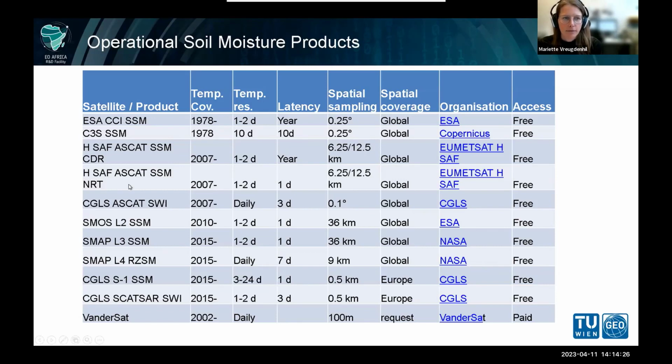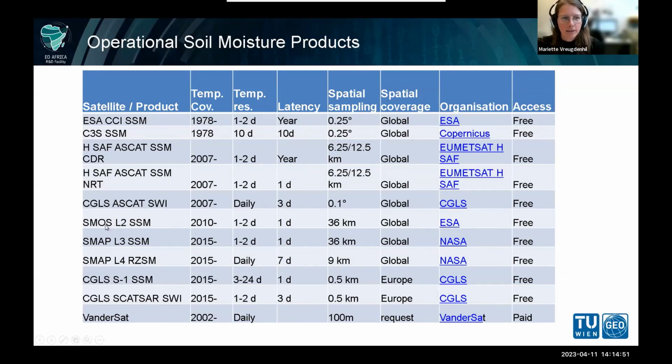From this HSAF surface soil moisture data set, there's also the so-called Copernicus Global Land Surface Soil Water Index. And this gives you information on root zone soil moisture as well. And this is available also since 2007 and with a latency of 3 days. So this can also be used actually quite well for, let's say, monitoring of droughts.